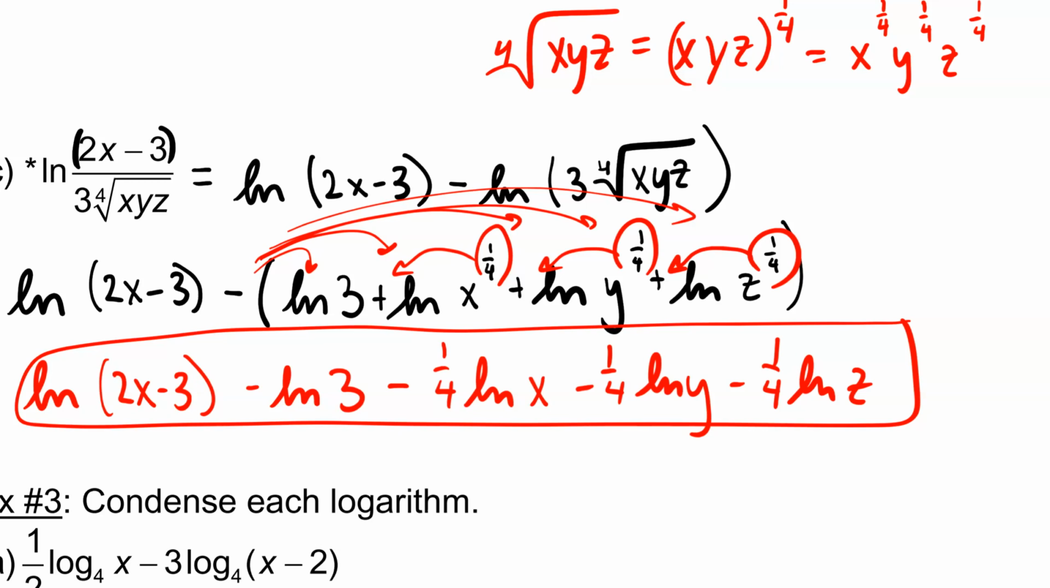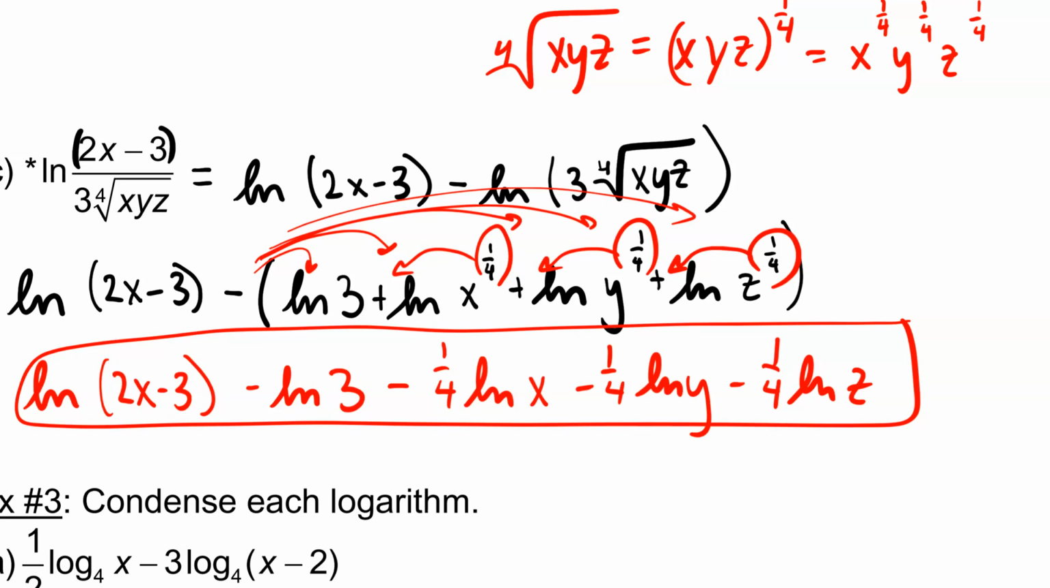Yes? Since they're parentheses, is that why you don't distribute it? Because there's 2x minus 3. Because it's not being multiplied inside, they're being added and subtracted, so I can't split it. Yep, I needed to give you guys an example of that because it's tricky. Only if you're multiplying or dividing inside what you're taking log of, that's when you can split it. Okay, that was expanding.